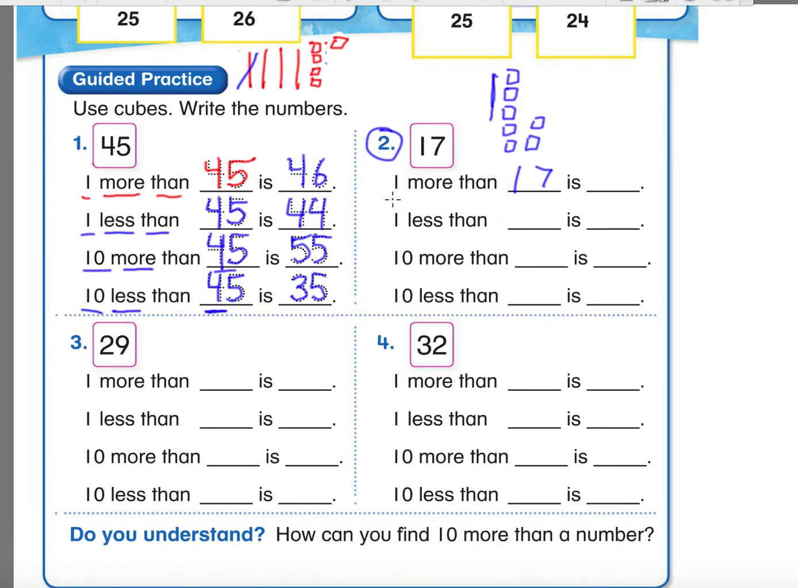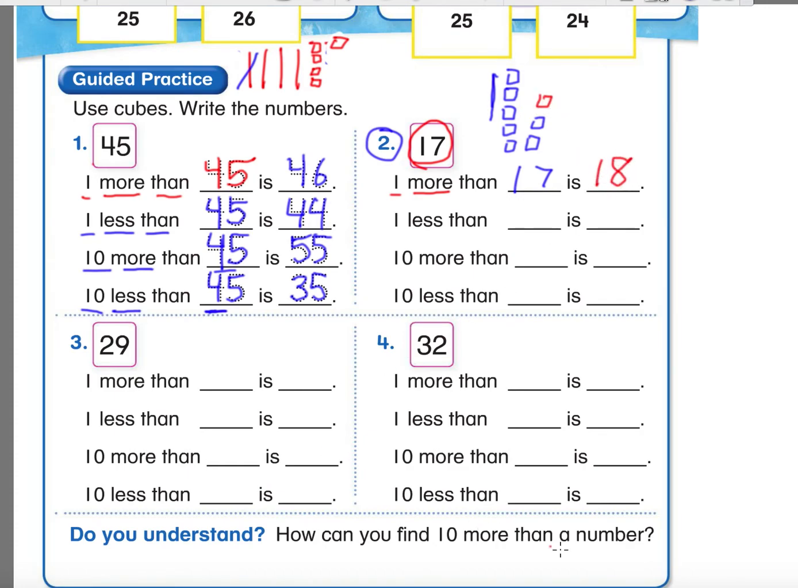All right. So, first they want one more than the number we're working with, which is 17. They want one more than 17. Now we can add to our picture if we like. We have our 10 rod. We have 7 ones cubes, and we can add one more. Now what's one more? Well, we can count to find out. 10, 11, 12, 13, 14, 15, 16, 17, 18.